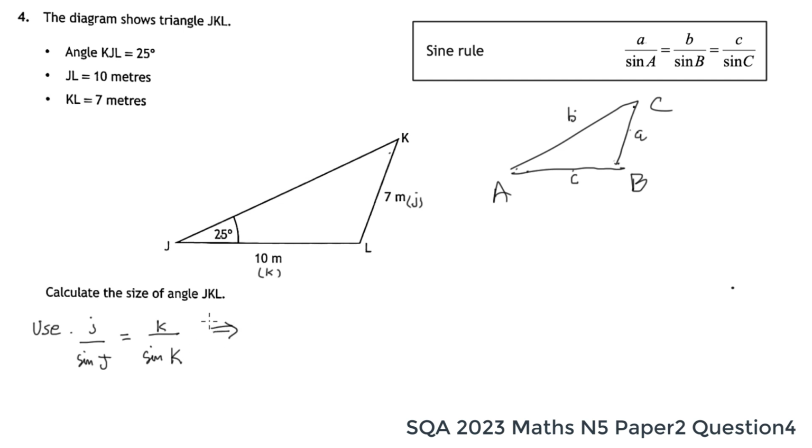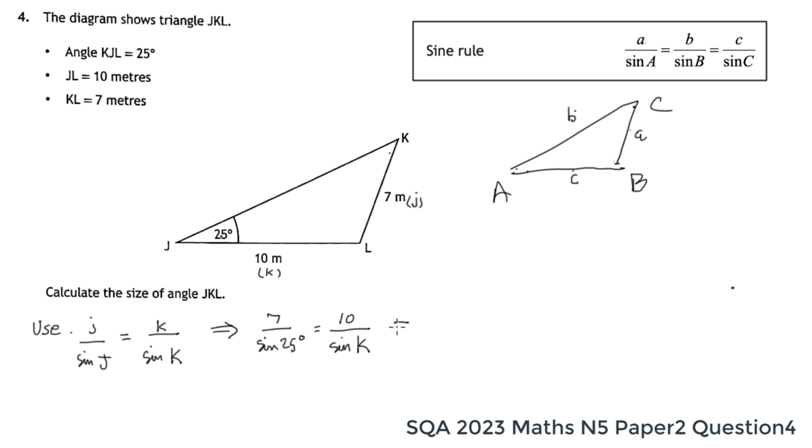Let's plug in values as a first stage. So the side length 7, that's little j, divided by the sine of 25 degrees, equals little k, that's 10, we know that, divided by the sine of the angle opposite. That's what we're trying to find. We're trying to find the size of angle K, or JKL.